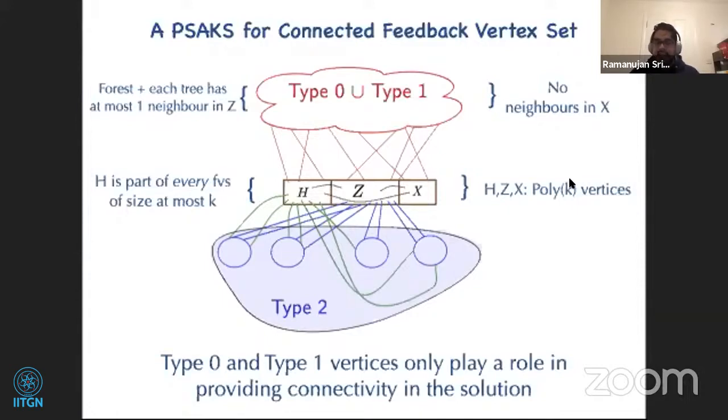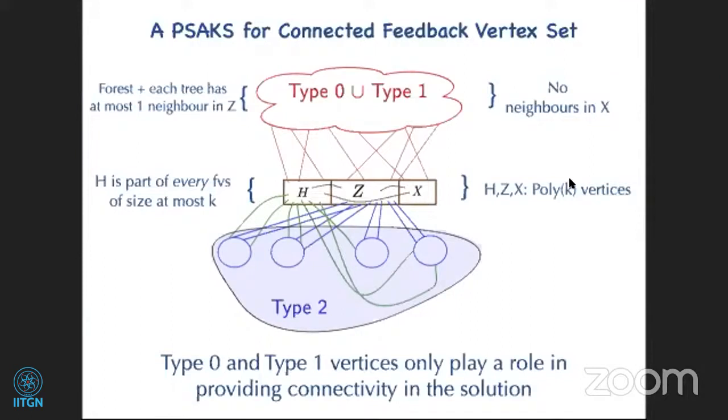So once I add H to my solution, the only role these vertices can play is that of providing connectivity. This is similar to the role that the independent set vertices were playing in the case of connected vertex cover that we saw yesterday.